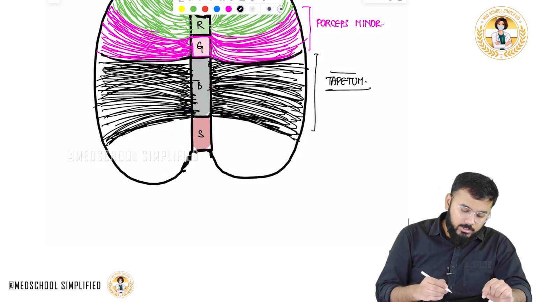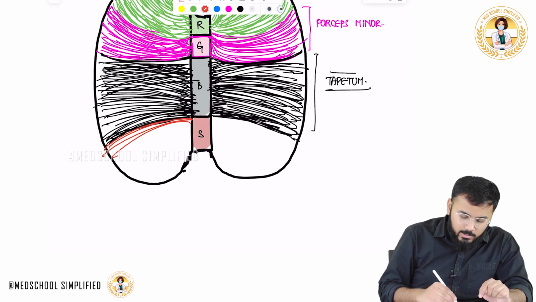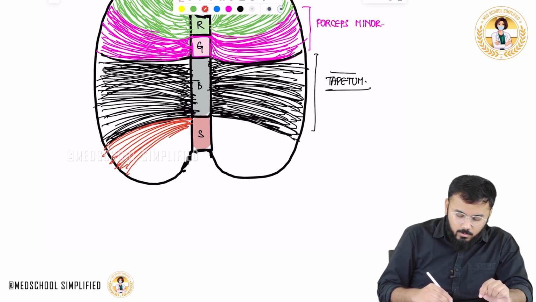And the last important structure over here, what is this last important structure? That is your splenium. So how is your splenium formed? This is how your splenium is formed.